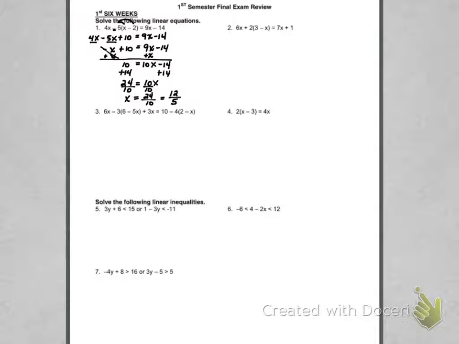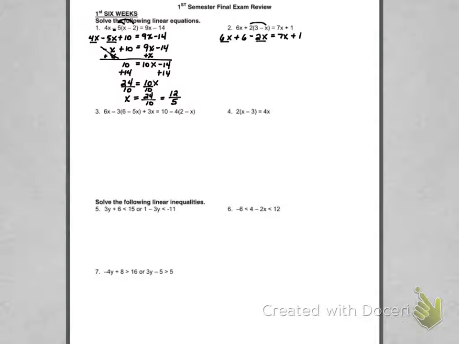Okay, the next problem, number 2. We again have to distribute, but this is a positive, so we don't have to worry so much about watching signs. But you're going to have 6x plus 6 minus 2x. And for some reason, when there's just an x, we tend to forget to distribute this 2 across, and we'll just put a minus x. But that equals 7x plus 1.